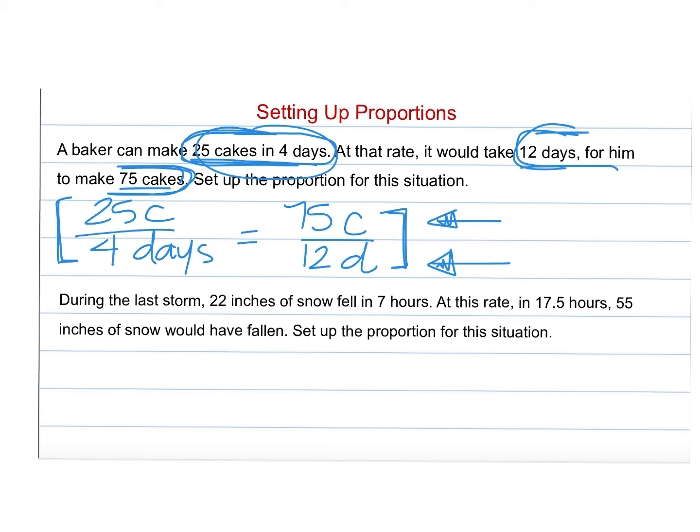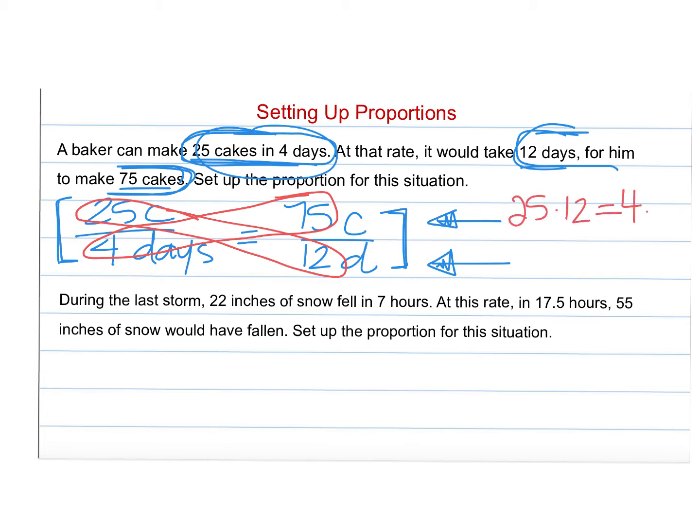Now to determine that they are a proportion and that they're equal, remember we would just take our diagonals. So we would do 25 times 12, which is 300, and then 75 times 4, which is also 300. So I know that 25 times 12 is the same as 4 times 75 because 300 equals 300.